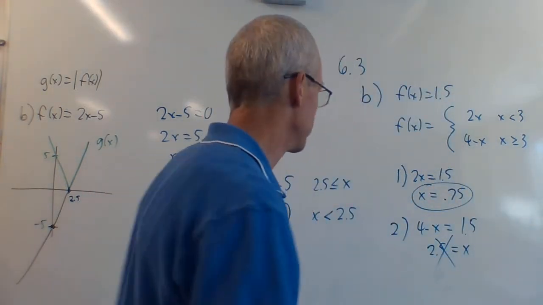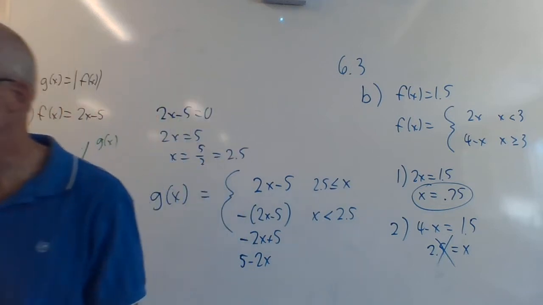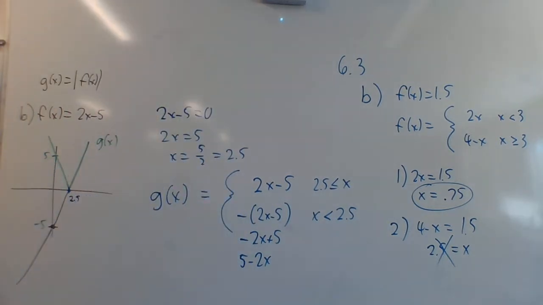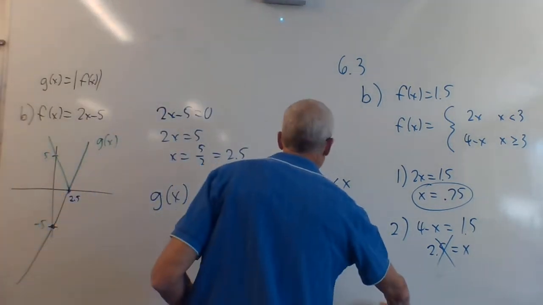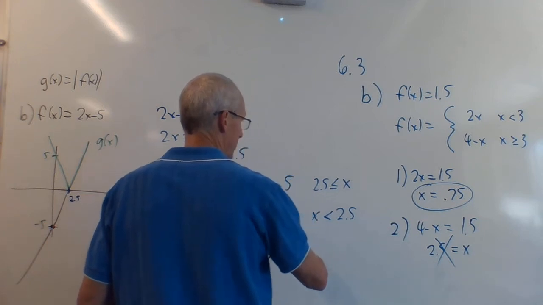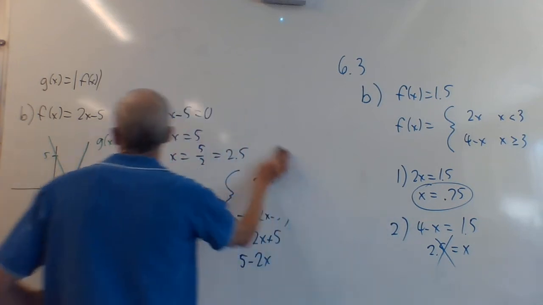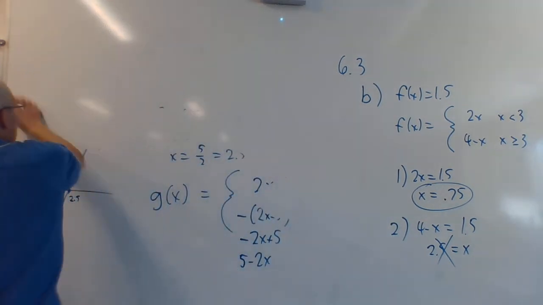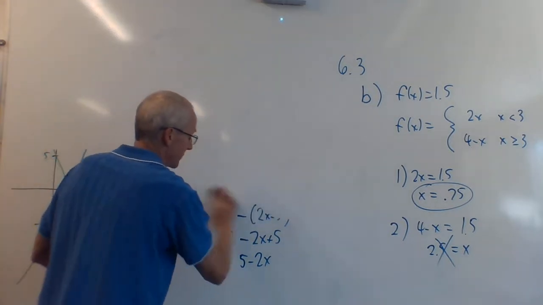I was still hoping for an absolute value one because I want to do more stuff. So let's look at A. What the heck? So A says g of x is 17, where g of x equals the absolute value of 3x plus 5. Okay, so erase this stuff here. So this is 6.3b.